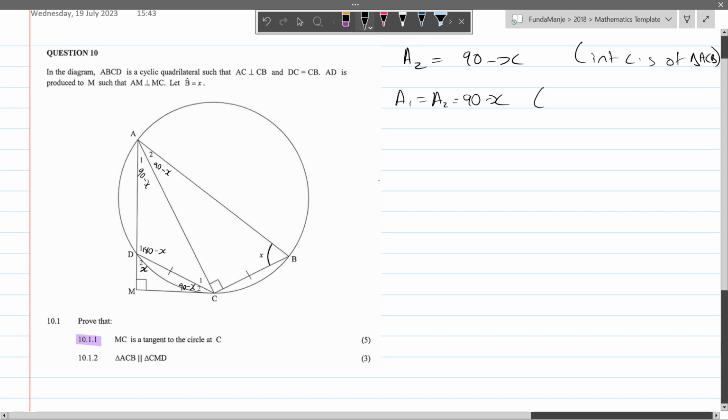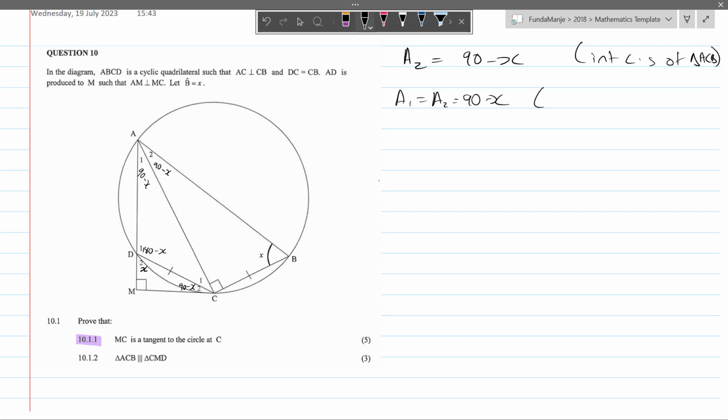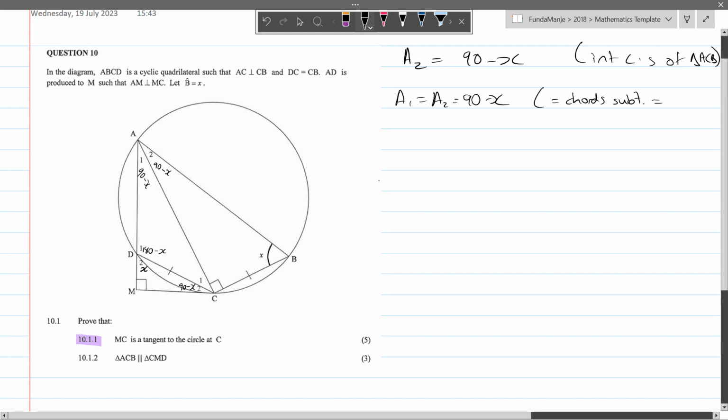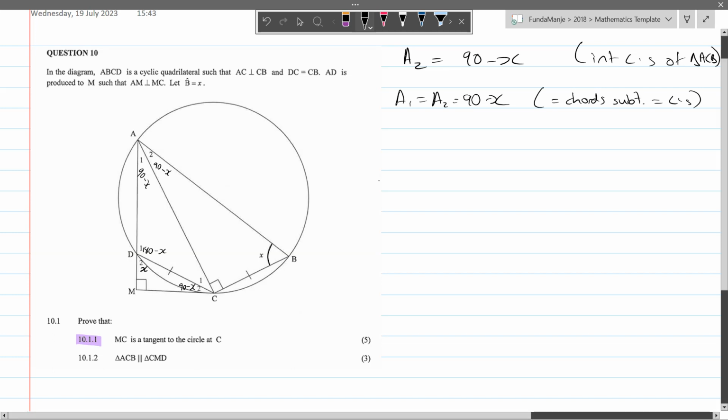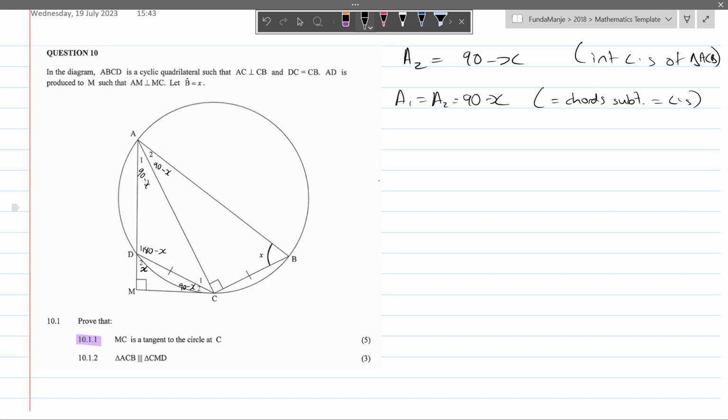This is equal chords subtend equal angles. So equal chords subtend equal angles. Then from this point, we said that, well, in this case, it's not even necessary. Let's see. Okay, it is. A1 is equal to 90 minus X. That's what we get from that statement.